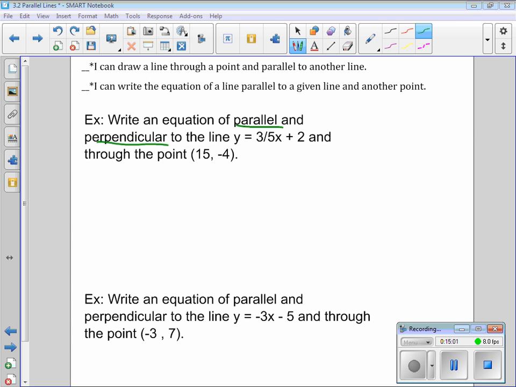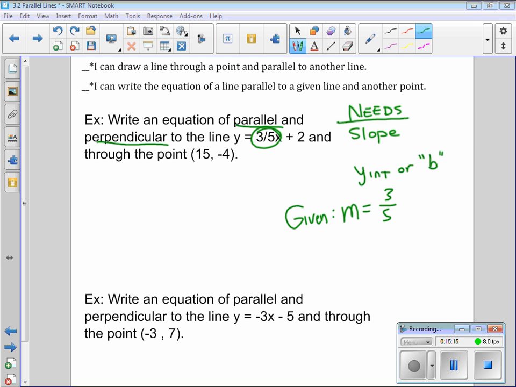To write my own equation, I always need two things: a slope and a y-intercept. The equation they give me has a slope embedded in it that I need to use for both equations I'm going to be building. The slope in this equation is 3/5, so that's the slope I'm going to be working off of. The parallel line is going to have that same slope, and the perpendicular one is going to be the opposite reciprocal. Now we'll keep those neatly off to the side as we build our two equations separately.